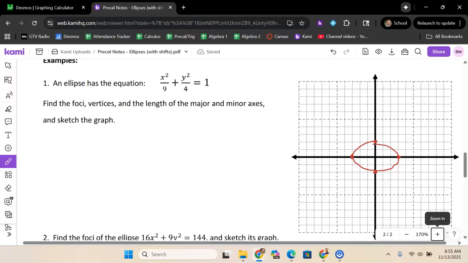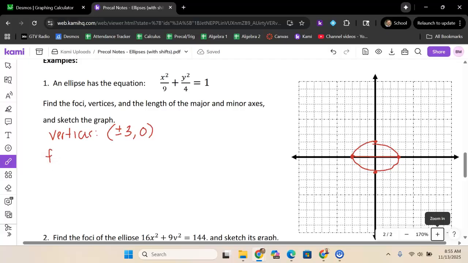Okay, so I'm going to do this in a little bit different order here. The vertices are just the endpoints on the major axis. So the major axis is where it's stretched more, which in this case would be the x. So the vertices are going to be plus and minus 3, comma 0. You could write those separately if you want, negative 3, comma 0, and positive 3, comma 0. I'm just going to write it all at once.